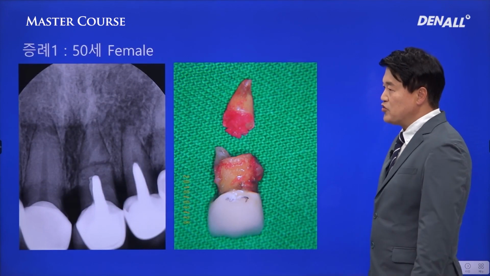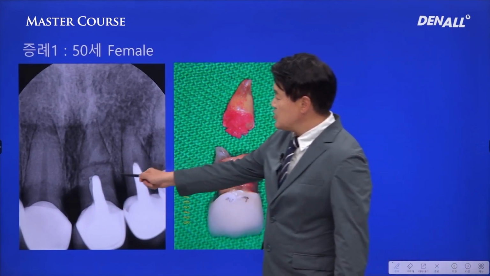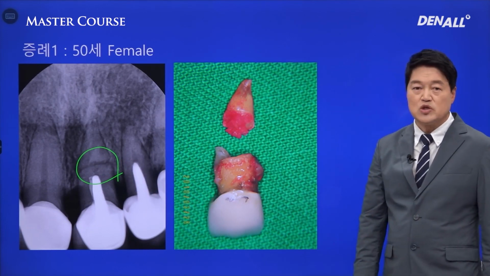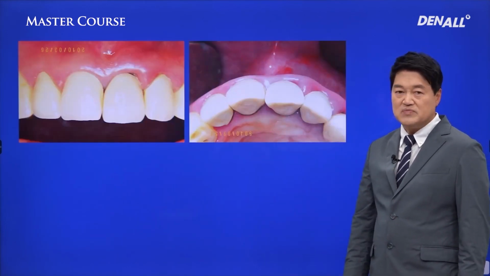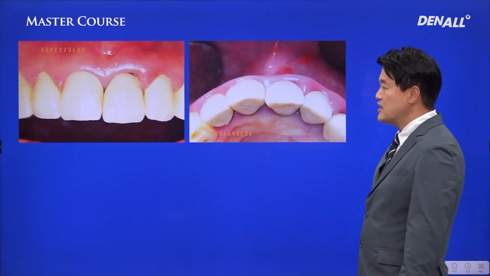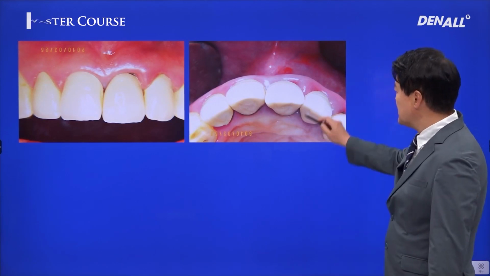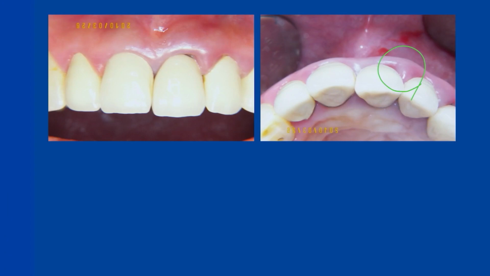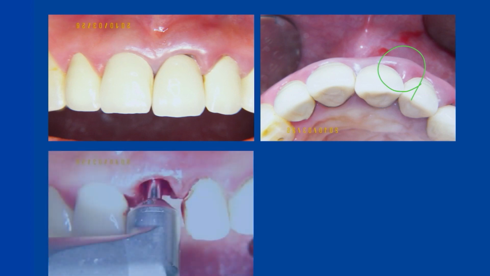This was a 50-year-old female patient, and because of root fracture in the anterior area, extraction was done. If possible, I prefer immediate implant placement in the anterior area. This is before extraction. There's a little bit of inflammation, but it was not active inflammation and it was not suppurative inflammation. Inflammation control was done and immediate implant placement was planned.